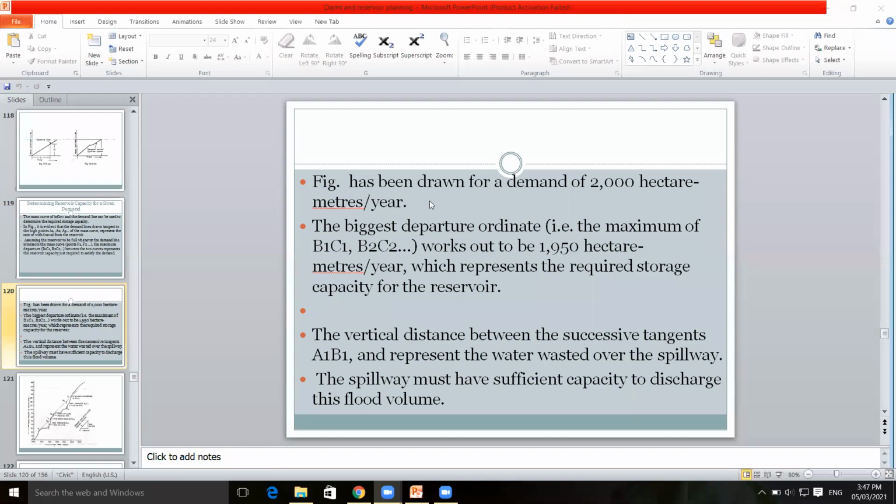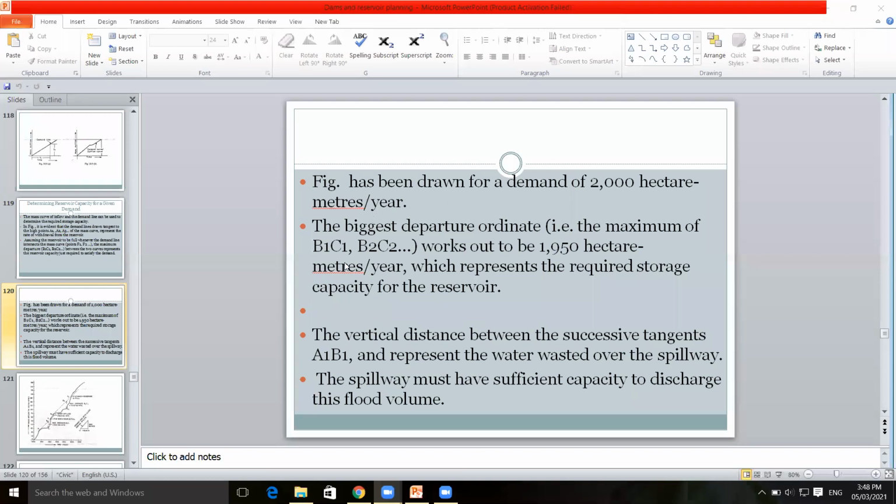From the figure, it has been drawn for a demand of 2000 hectare meters per year. The demand line is drawn at a slope of 2000 hectare meters per year. The biggest departure ordinate, the maximum of B1 C1 and B2 C2, works out to be 1950 hectare meters per year. So this represents the required storage capacity of the reservoir.